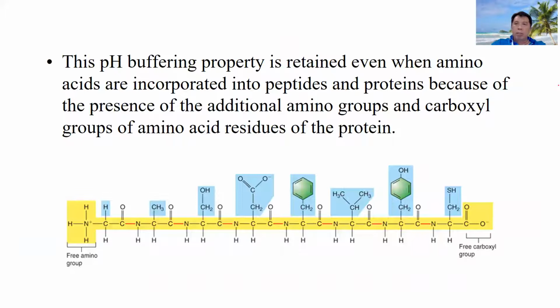This pH buffering property is retained even when the amino acids are joined by peptide bonds to form a polypeptide. This is because the polypeptide still has a free amino group and also a free carboxyl group, which are able to donate or receive protons.